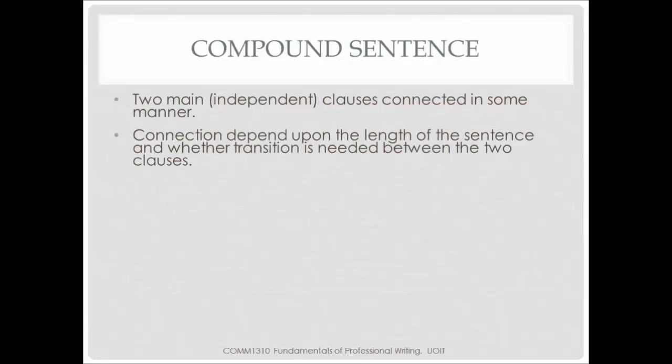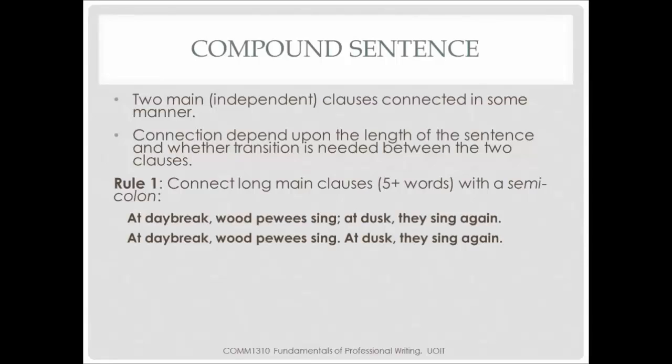Another type of sentence, which you're probably familiar with, is the compound sentence. A compound sentence is one that has 2 main or independent clauses that are connected in some way. The way in which the clauses are connected may be different. For example, you could use a semicolon or a conjunction as connectors. If you have 2 long clauses that can each stand as sentences, you can connect them with a semicolon.